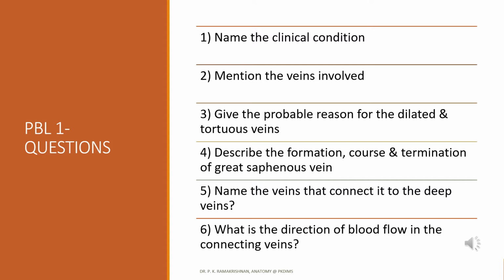The next is to describe the formation, the course and termination of great saphenous vein. And you have to name the veins that connect the great saphenous vein to the deep veins. And you also have to mention the direction of blood flow in these connecting veins.